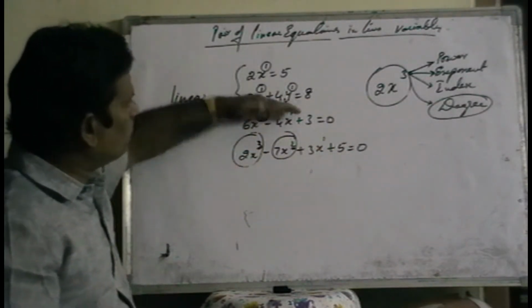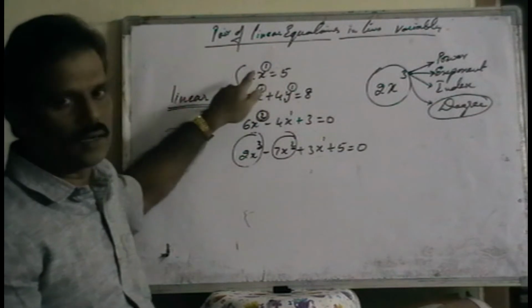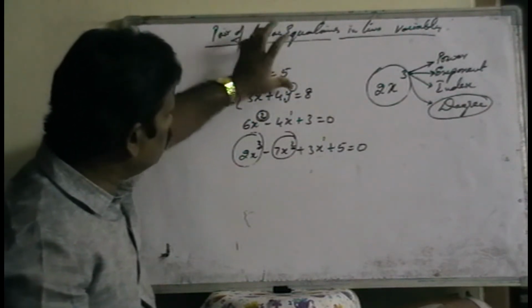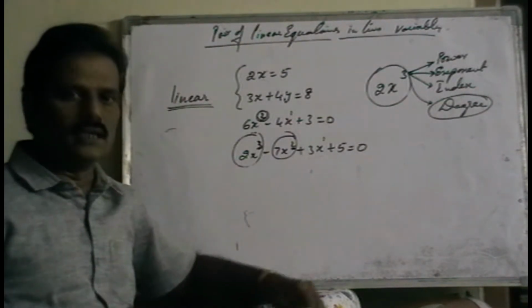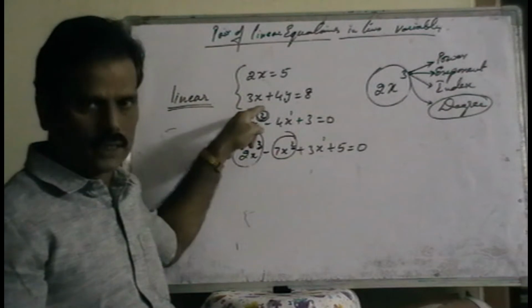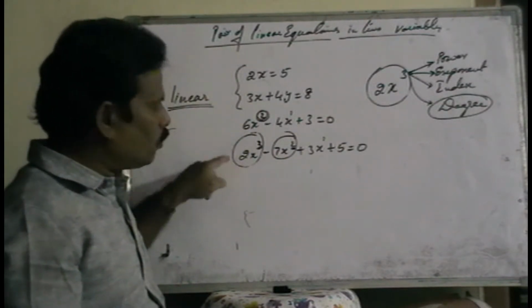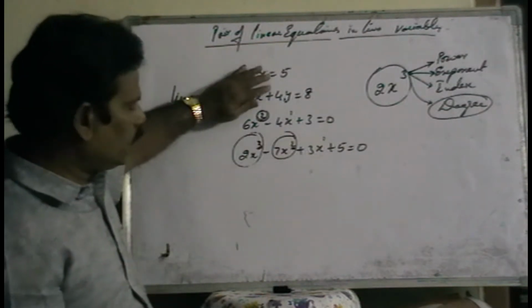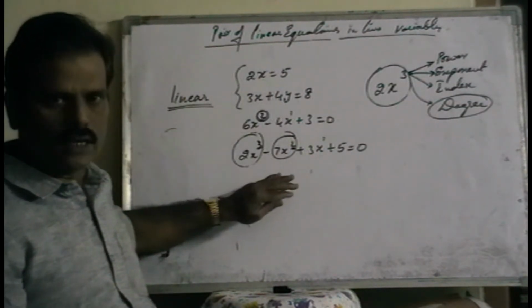These are linear equations because the power is only 1. That means first degree equations are called linear equations, second degree equations are called quadratic equations, and third degree equations are called cubical equations. Linear, quadratic, cubical equations.